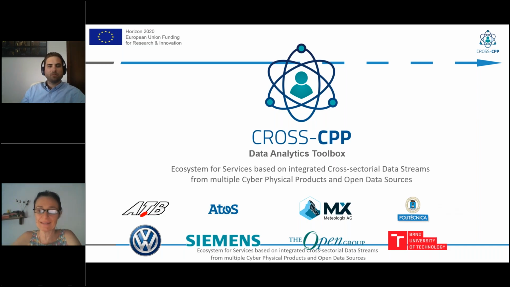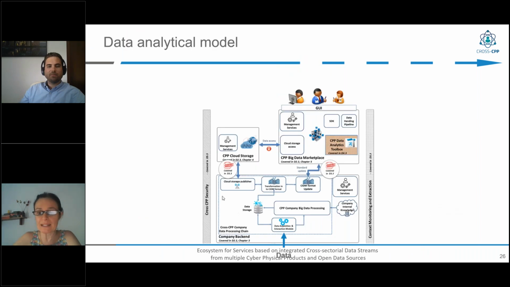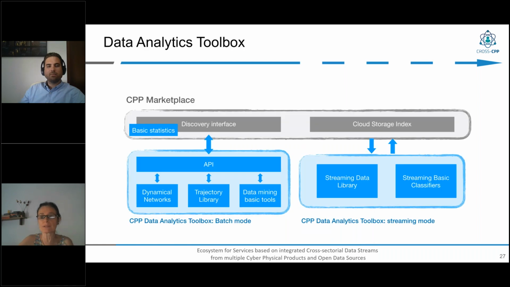Very quickly, just after this journey on the Agora and on the Cross-CPP data market, we are going to dedicate the last minutes of this presentation to a very interesting part of this data market, the CPP analytic toolbox. We can see on the screen this component, which is one of the innovative pieces of this data marketplace. So how is it composed, and what are its most important parts.